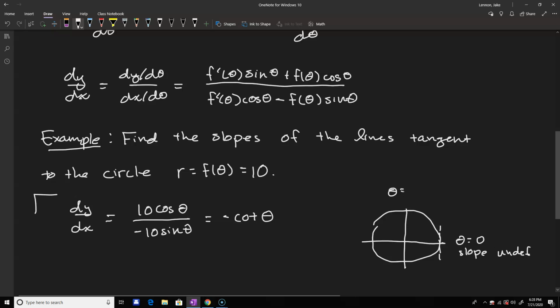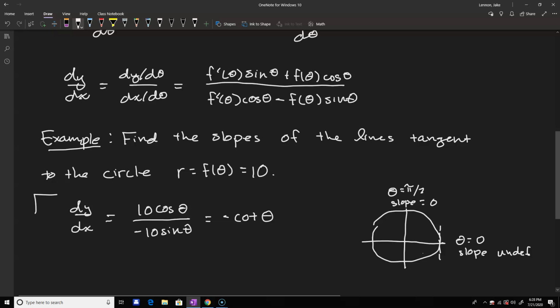Theta equals pi over 2. Our slope is equal to 0. And then at pi you would get undefined as well, and at 3 pi over 2 you would get 0.